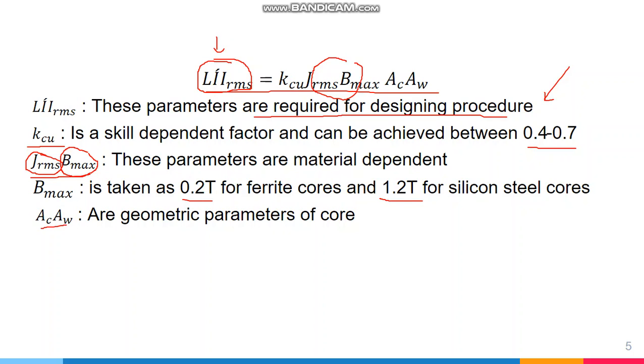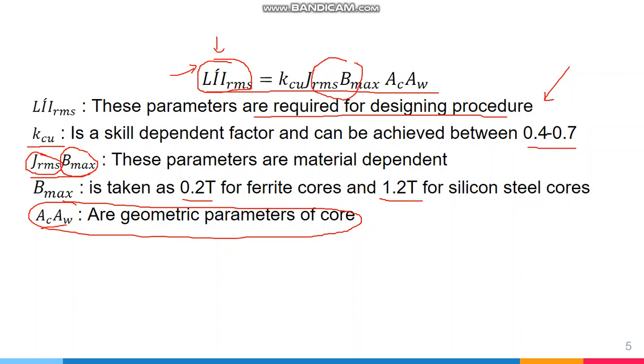And ACAW, also known as area product, AC is the area of core and AW is the area of winding. They are the geometric parameters of the core. So these are basically the parameters that I want to calculate or determine through this equation.